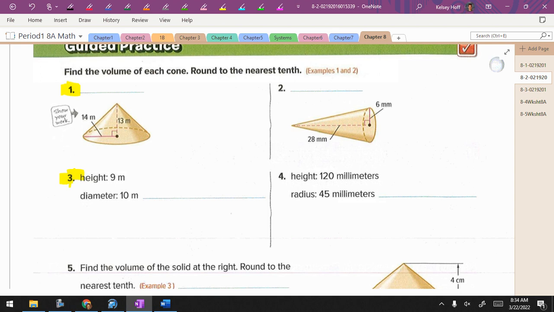Yep. So put it in there for your radius. I'll help y'all write your formula up here. V equals pi radius squared height divided by 3. Fill in your radius, fill in your height, then put it in the calculator. Do 1 and 3.